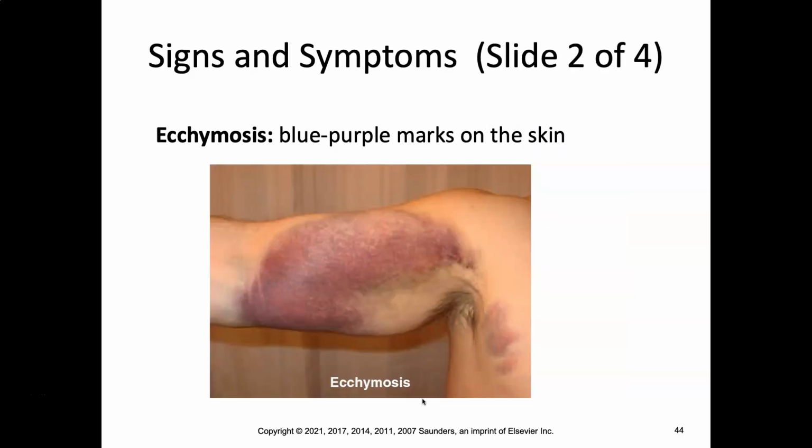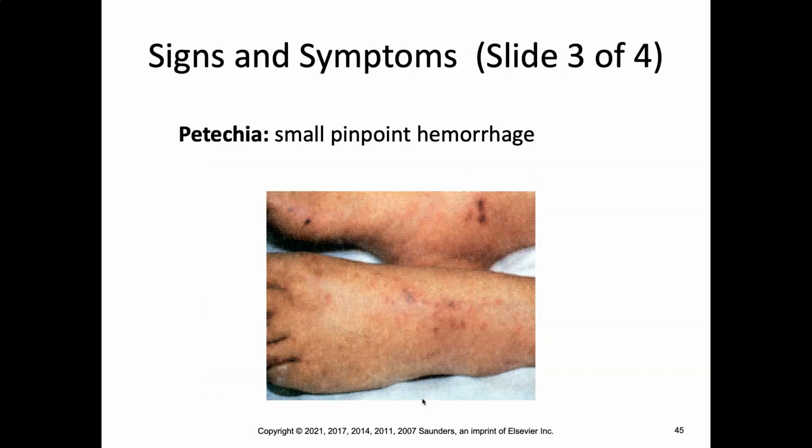Ecchymosis. Has anyone ever had a bruise? It's called an ecchymosis. It is blue-purple marks on the skin. Petechia. Petechia are small pinpoint hemorrhages, and a lot of times you'll see this with a vitamin or nutritional deficiency.